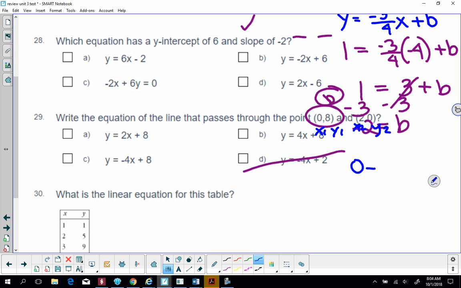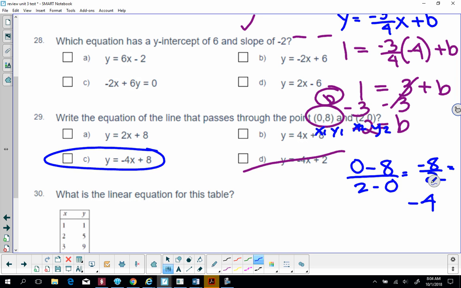When you do that, it's 0 minus 8 over 2 minus 0, which you get negative 8 over 2. And what does that equal? Negative 4. So your equation should be negative 4x plus 8.